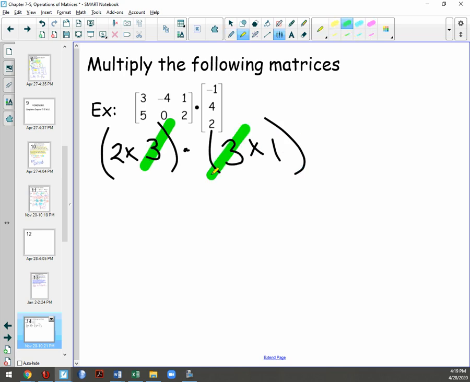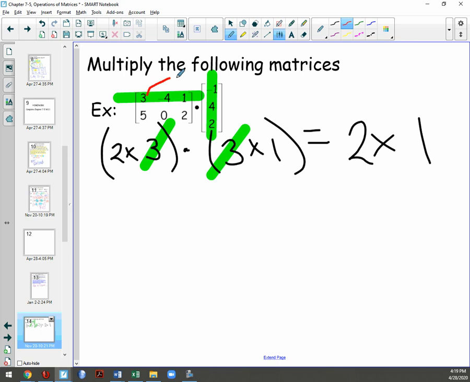The 3's cancel out. So that means I can multiply these together to obtain a 2 by 1, meaning I will have 2 rows with 1 column. Okay, so how do I go about doing this? The very first thing I want you to do is focus on this row with this column. Okay, so what we're going to do is multiply 3 times negative 1.